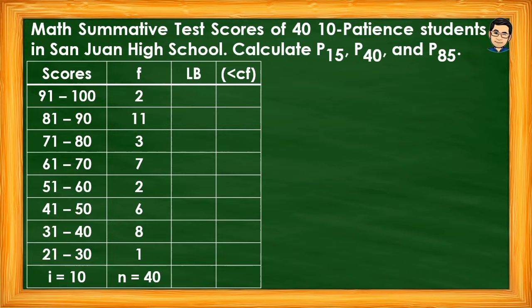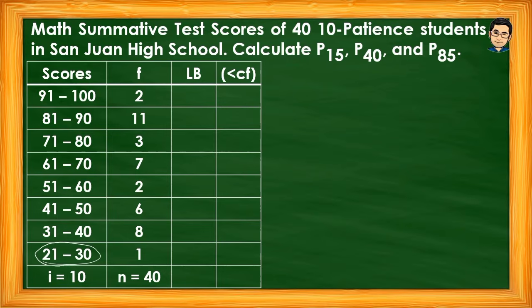Punan lang natin yung ating table, yung lower boundary and less than cumulative frequency. Yung first column natin, ayan yung mga scores. Yung ating interval is 10. Pag hindi naka-identify yung interval, kukuha tayo ng isang class lang and then we'll just count. Like, for example, 21 to 30. Magbilang lang tayo sa kamay, 21 to 30. Kung ano yung mabilang natin, that will be the class interval. Then, frequency, i-add lang natin yan, makukuha natin yung n, which is 40.